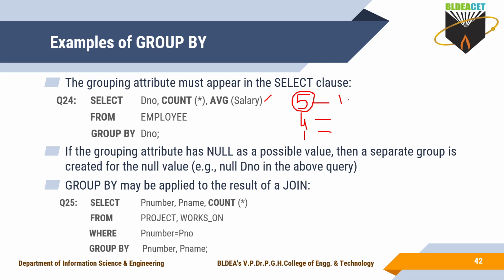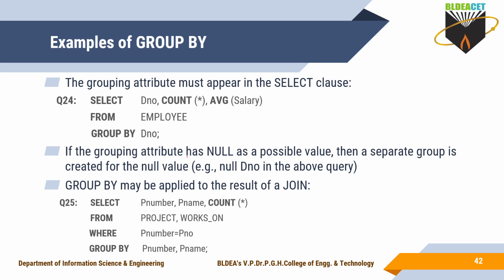Assume that 10 employees work for this department number 5, and you get the average salary of all the 10 employees. For department number 4 there are only 2 employees, and then you get the average salary of those employees. In department 1 there are 3 employees, and then the average salary of those. That is what we call group by. Group by means that according to the attribute by which you want to group, it groups the tuples, and after that you perform some operation on that particular group.